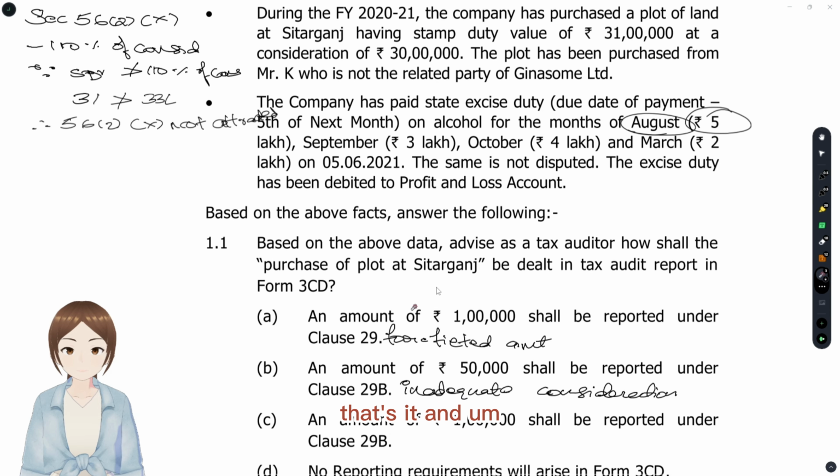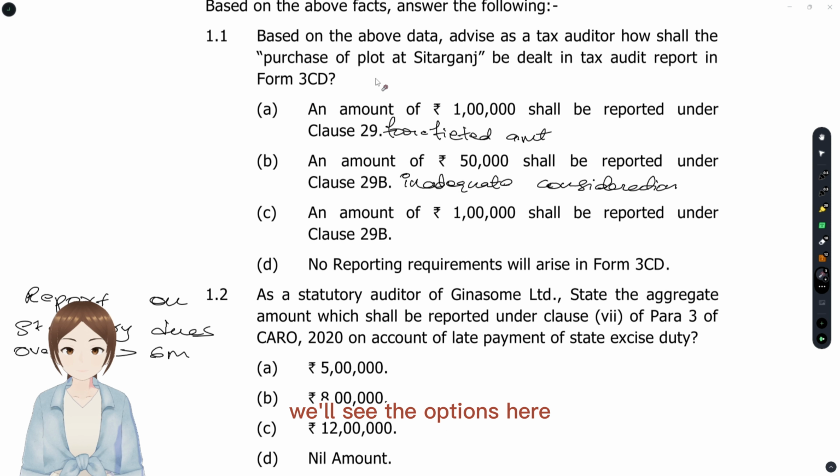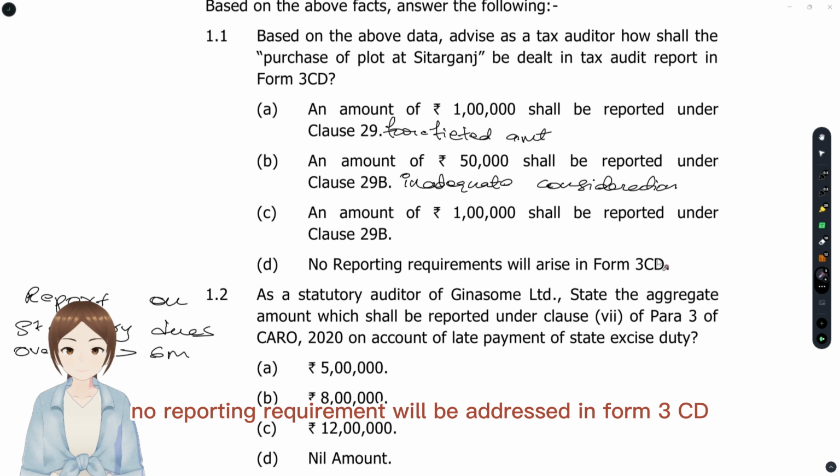That's it. And we'll see the options here. No reporting requirement will arise in Form 3CD. Option D is the most appropriate answer. We need not report that.